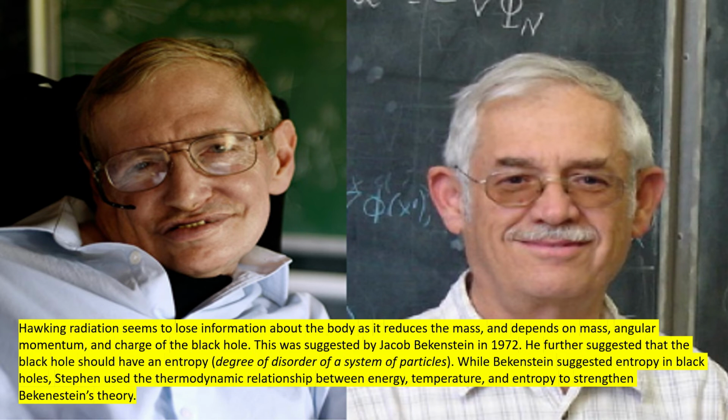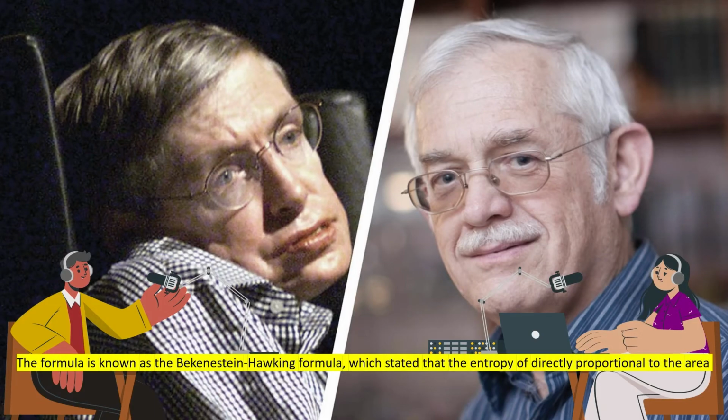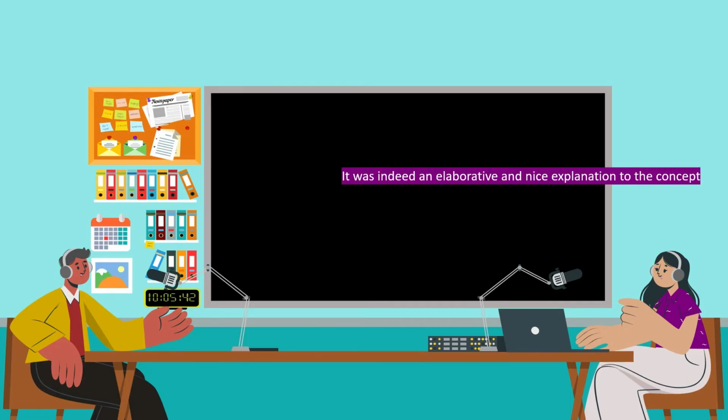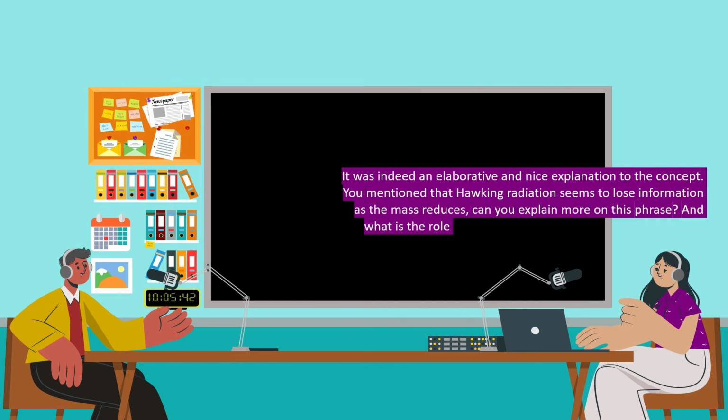He further suggested that the black hole should have an entropy, the degree of disorder of a system of particles. While Bekenstein suggested entropy in black holes, Stephen used the thermodynamic relationship between energy, temperature, and entropy to strengthen Bekenstein's theory. The formula is known as the Bekenstein-Hawking formula, which stated that the entropy is directly proportional to the area of the event horizon. Further studies on the thermodynamics of the black hole led to the development of the laws of black hole thermodynamics. It was indeed an elaborate and nice explanation of the concept.